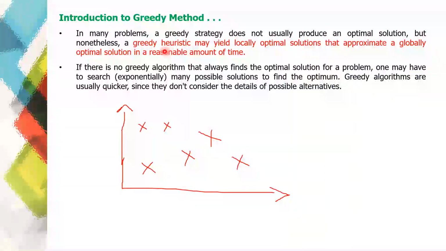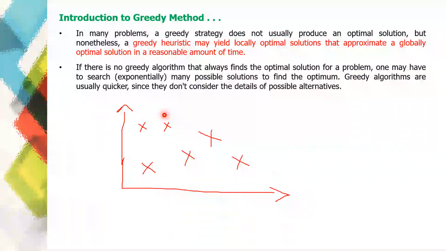Then you'll go for a greedy approach, because the greedy approach will not search the entire solution space. It makes greedy steps. At each step, it will make greedy choices, limited choices. So I'm not going to search the entire solution space.